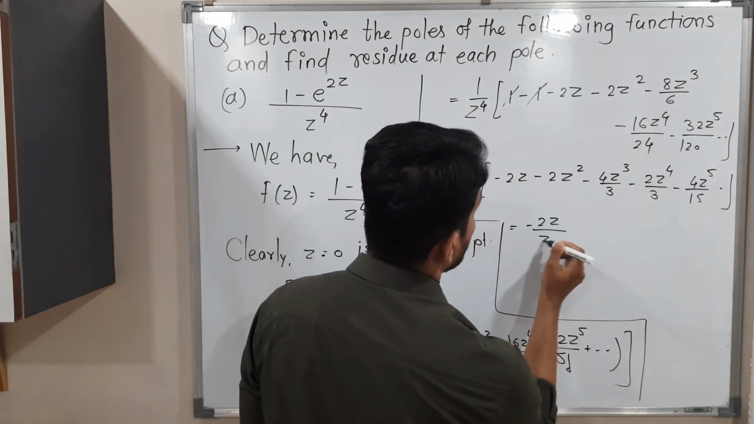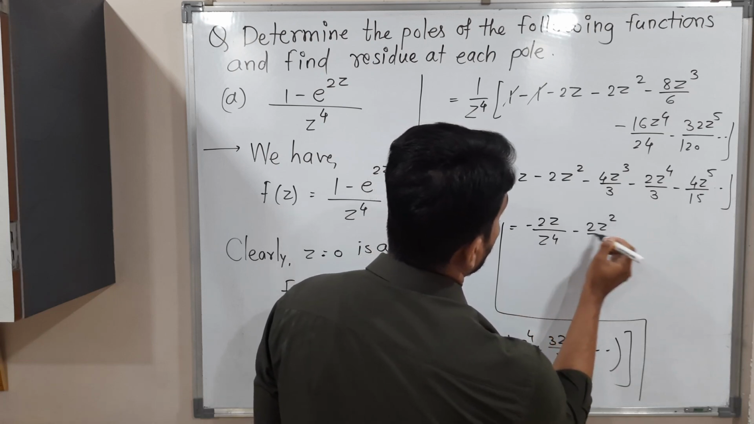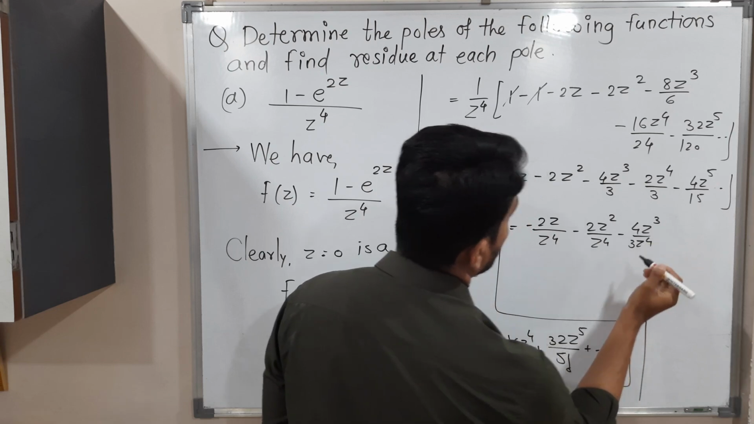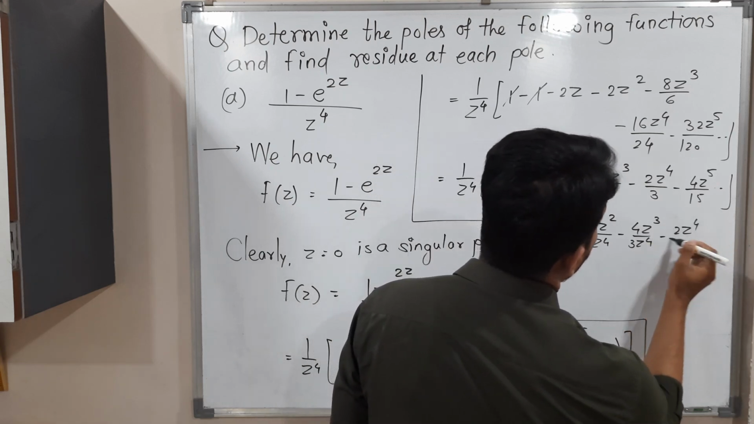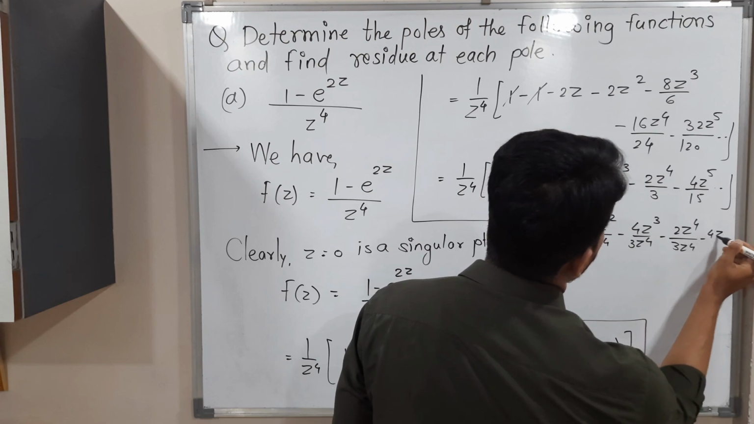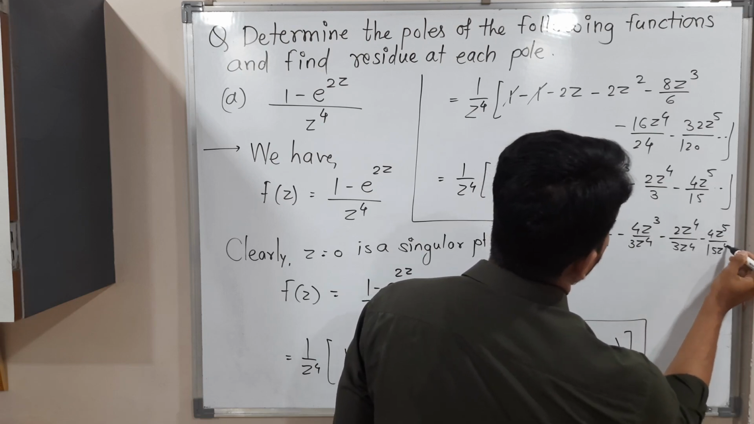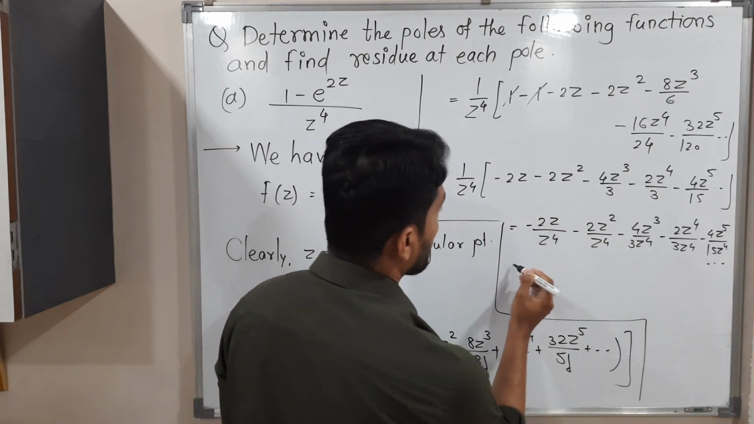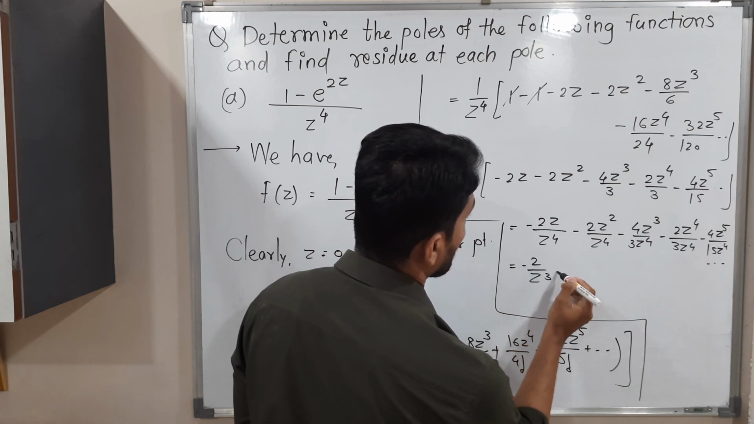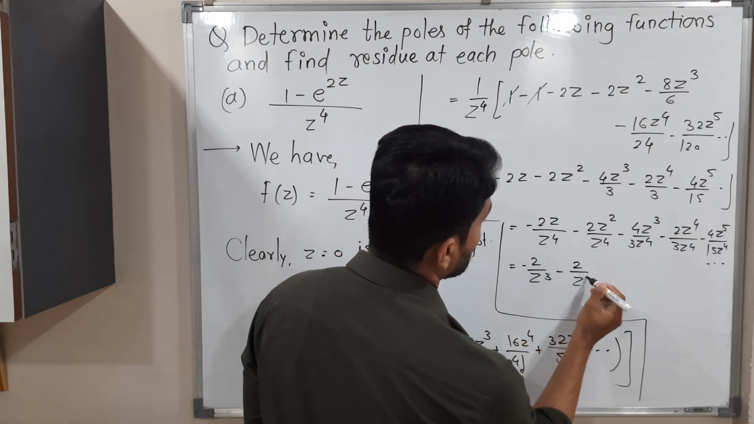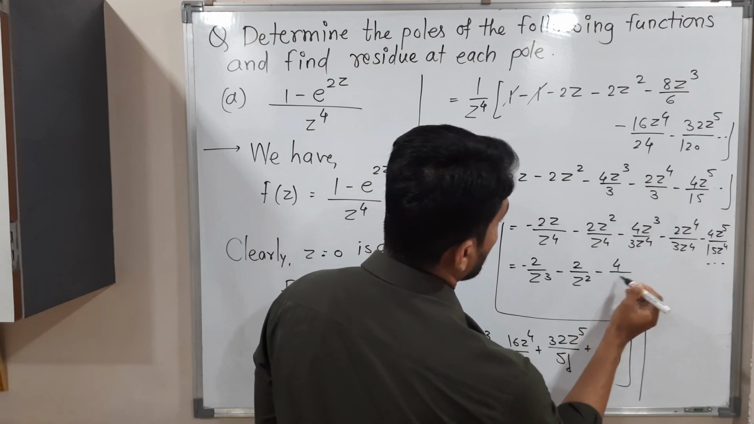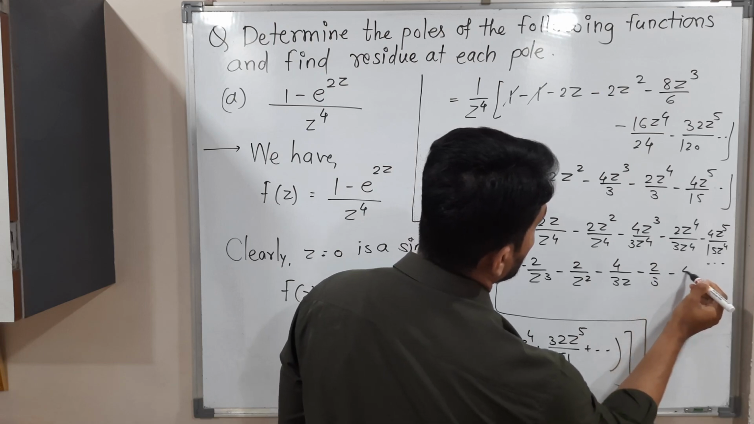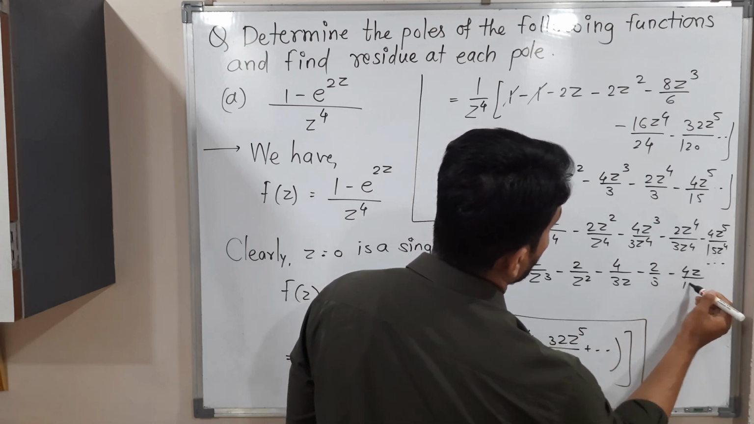Minus 2z upon z raised to 4, 2z square by z raised to 4, minus 4z cube by z raised to 4, 3 here, 3 in denominator. 2z raised to 4 by 3z raised to 4, minus 4z raised to 5 by 15z raised to 4, and so on. So we can cancel out some terms. So z will get cancelled, minus 2 by z cube. Z square will get cancelled. Z cube we can cancel. Z raised to 4, z raised to 4 cancel, and so on.